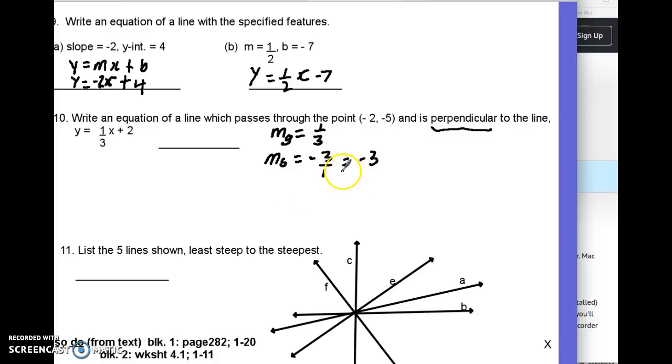We got the slope. Do we know the y-intercept? Some of you might say 2. It's not 2 because it's not the same line. It's a line which is perpendicular to this line. So we don't know the b, but we know the m. And so I'd like you to make sure, let me say it again, make sure that you write this down first. Y equals mx plus b, and use this as your guide.